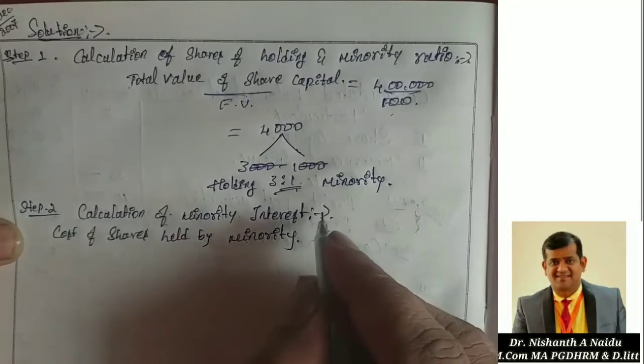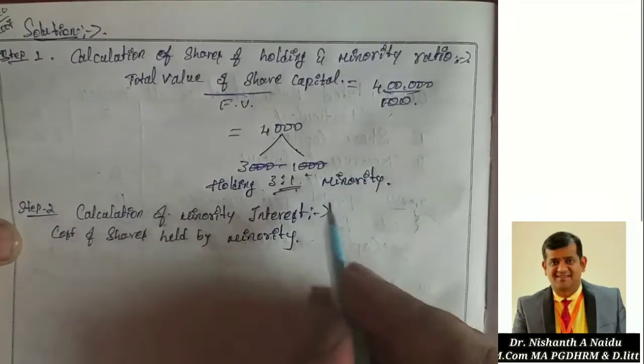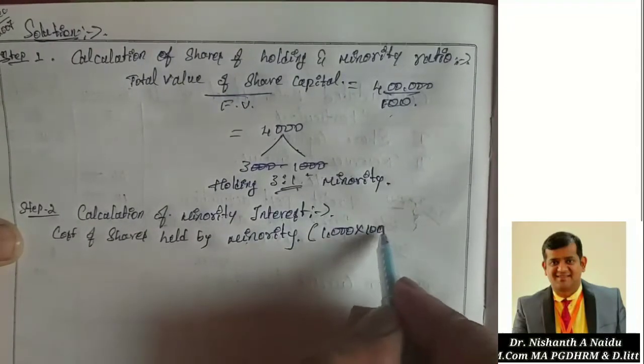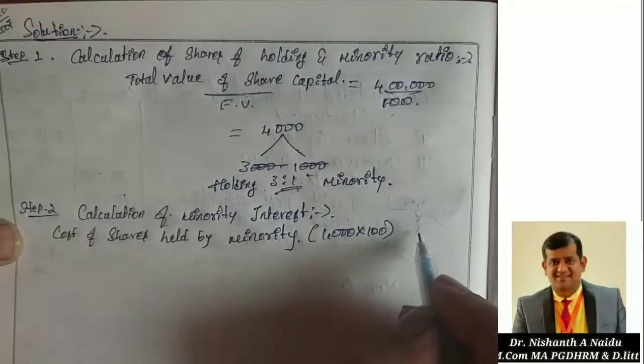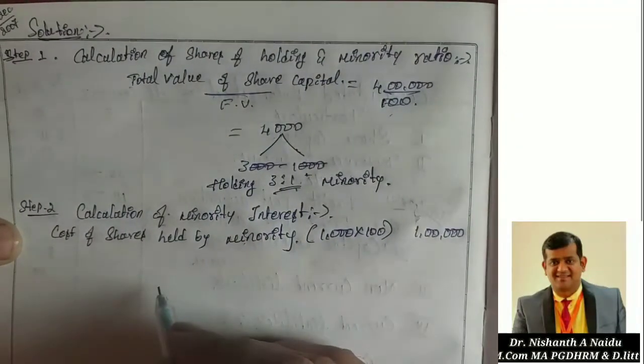So what is the cost of shares held by minority? Number of shares held by minority is 1,000, right? So 1,000 shares, face value is 100. So 1,000 into 100, how much? 1 lakh rupees you got.